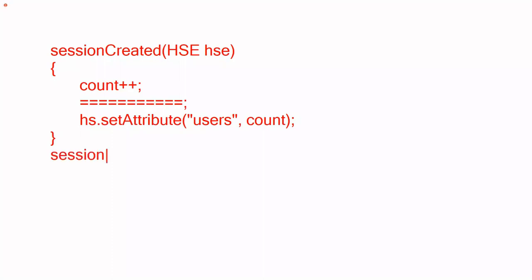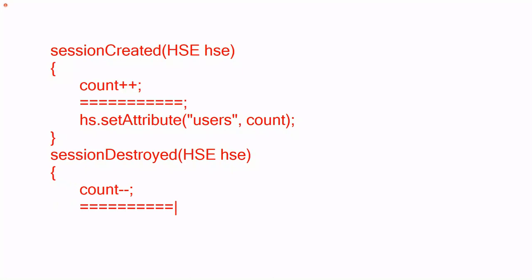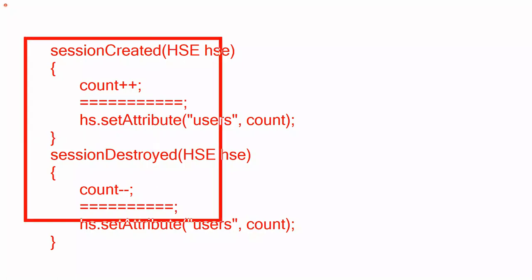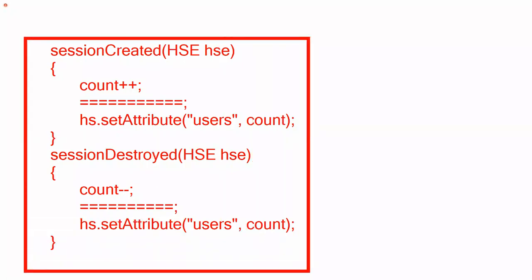Session destroyed, HTTP session event HSE. Count minus minus. HS dot set attribute, users count. Here also set attribute, because the count value changed. That is the reason we have to write it here also.